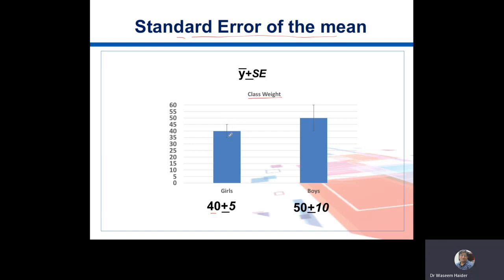So the lower part of the antenna goes from 35. So it is 40 minus 5, the standard deviation. That's the lower limit, so that is 35. And if you add 5 to this 40, it becomes 45. So that is the upper part of this antenna. Same way for boys, the mean was 50 minus 10, it goes to 40 here, and plus 10, it goes to 60 here.